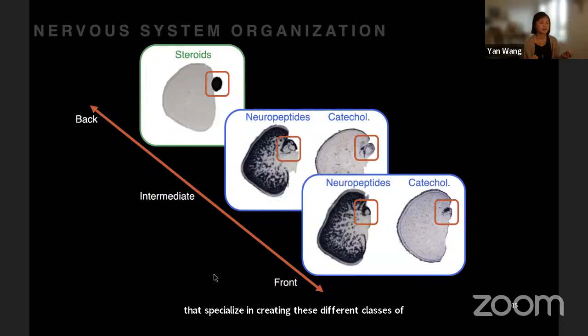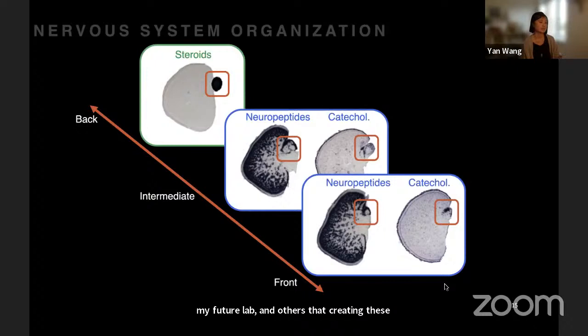So in this very simplistic model, the back of the optic gland might make the steroids, and then the middle and the front of the optic glands might make the neuropeptides and catecholamines. So this is ongoing work, and of course, nowhere near the resolution of the Allen Institute's mouse in situ resources, or so many of the resources that we saw today. But I do think that with collaborative teamwork between my future lab and others, creating these standardized gene expression atlases and resources for the octopus is within reach.